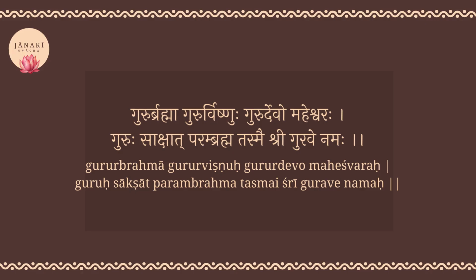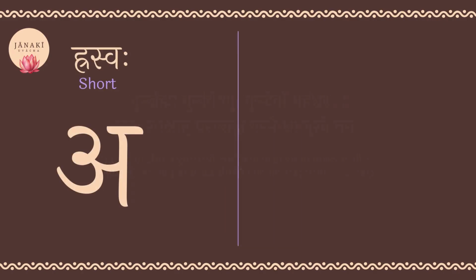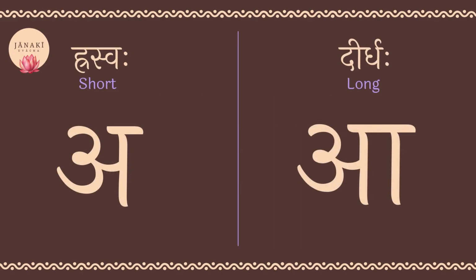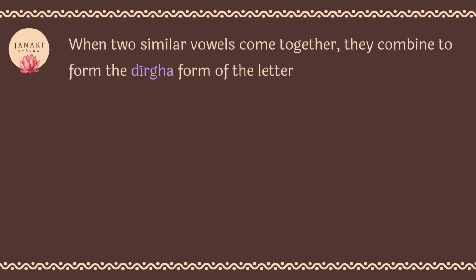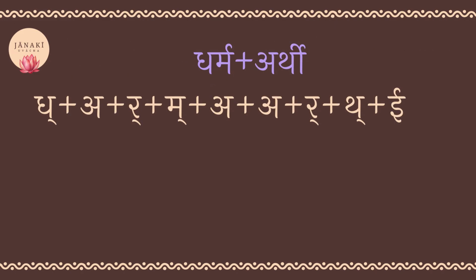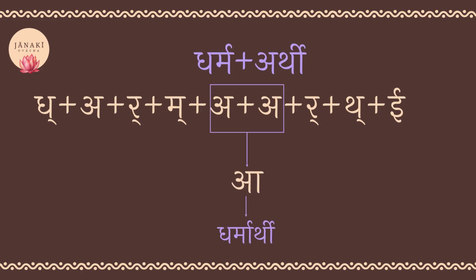Deergha means long. In Sanskrit, vowels can be hrasva or short, or Deergha, that is long. This Sandhi is called Deergha Sandhi because when two similar vowels come together, they combine to form the Deergha form of that vowel. For example, dharma plus arthi gives dharmarthi. Here, the last letter of the first word is a and the first letter of the second word is a. These two letters join to give a, which is the Deergha form.